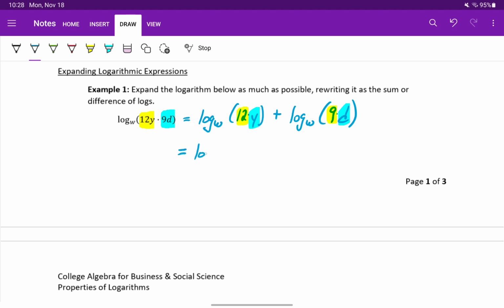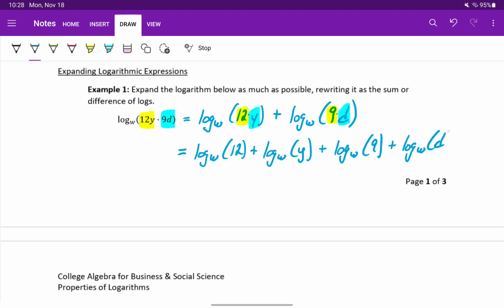to break this up further into the log base w of 12 plus the log base w of y. That's the expansion of that first term. And then the second logarithmic term will be expanded into the log base w of 9 plus the log base w of d. And then we have this original logarithm expanded as much as possible.